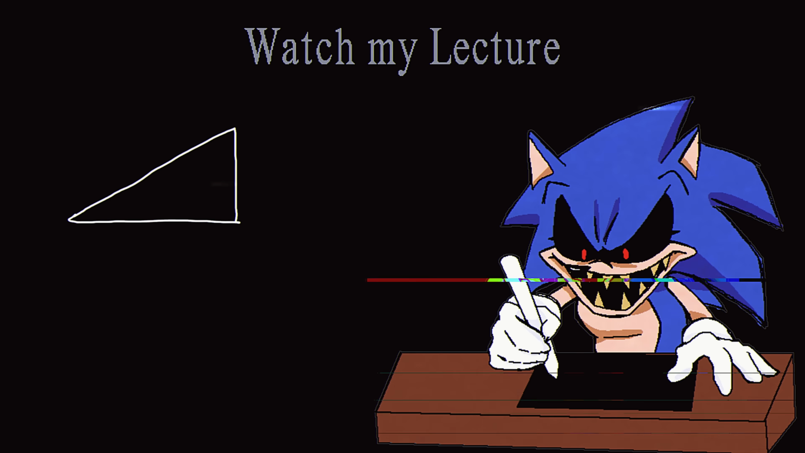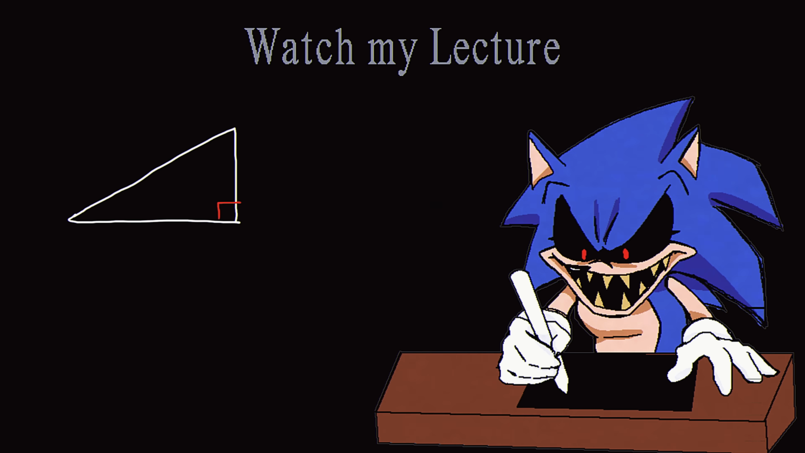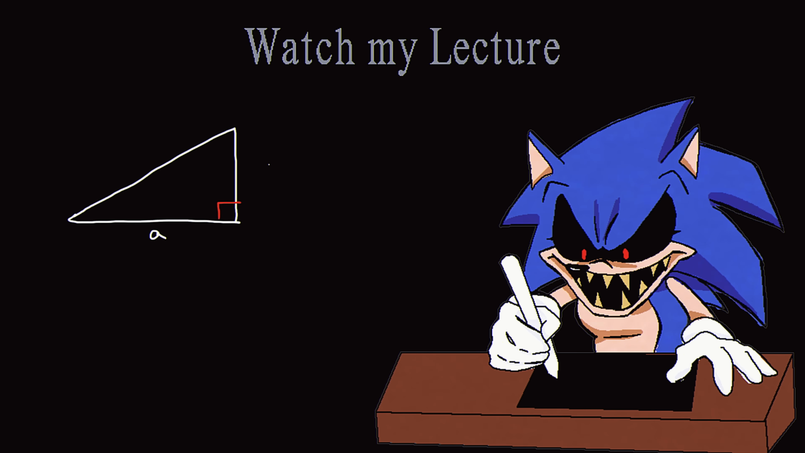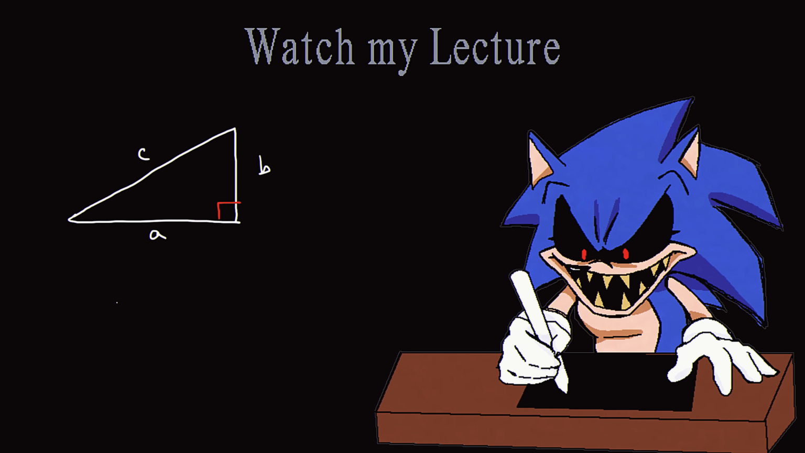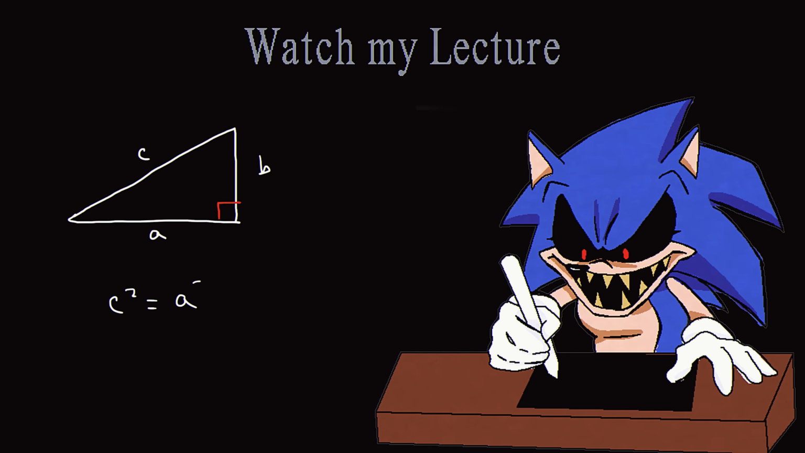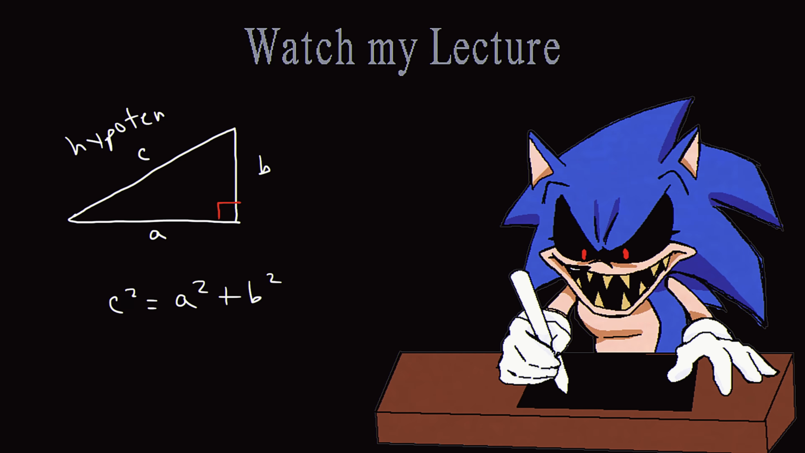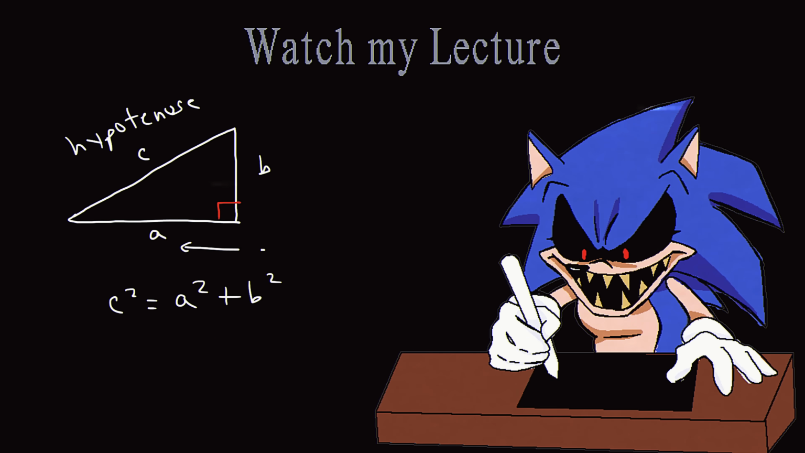So if we have a right triangle, and this side is called A, this is B, and the hypotenuse is C, then the formula is C squared is equal to A squared plus B squared. C is the hypotenuse, it's the longest of the three sides, and A and B are known as the legs of the right triangle.